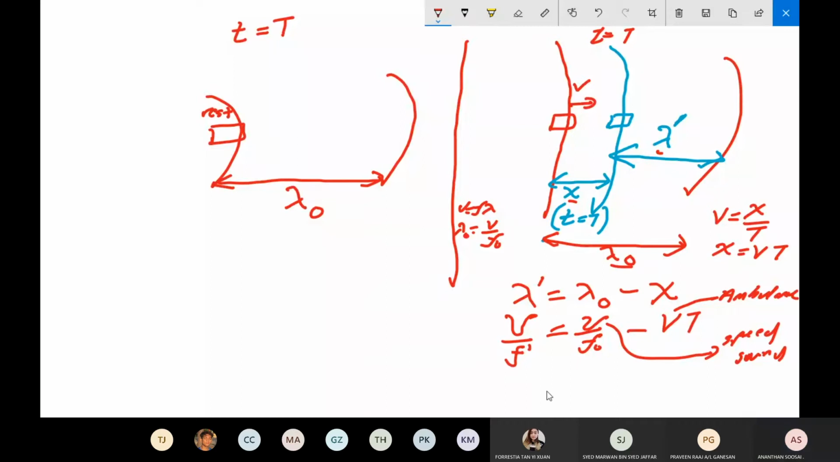Okay, so let's proceed from here. I tried to work this out here because there's no space, so I rewrite it back. The speed of sound over F dash is equal to the speed of sound over the original frequency minus V times the period.